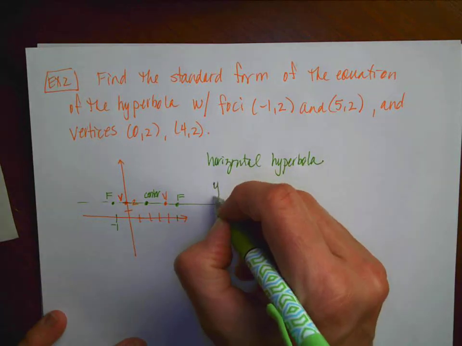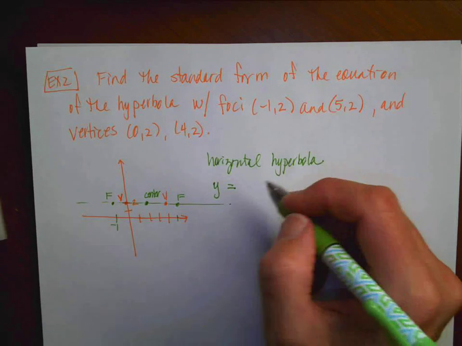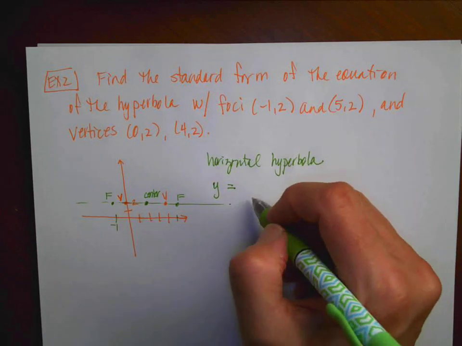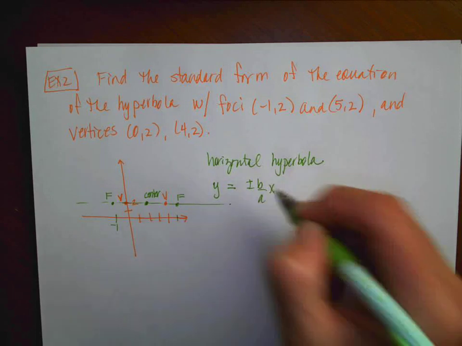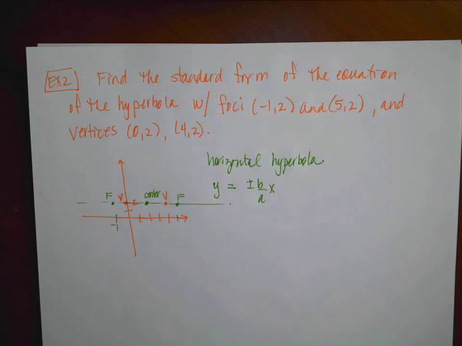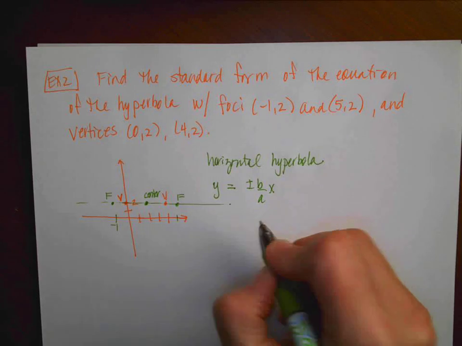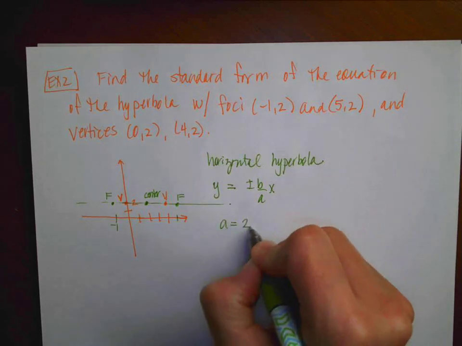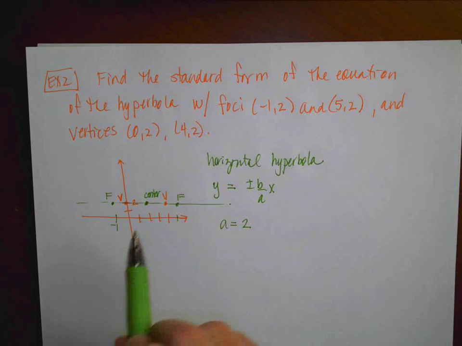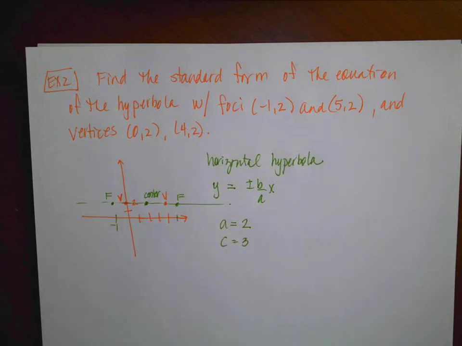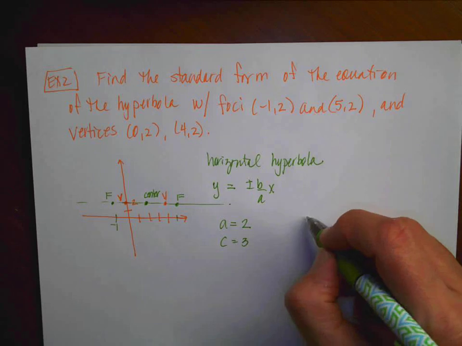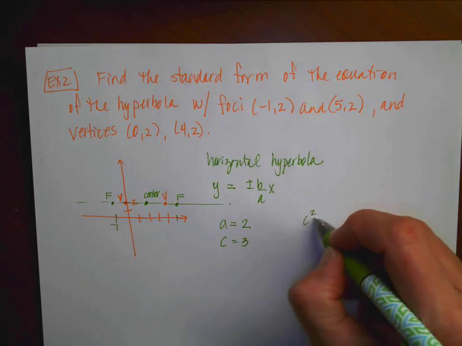So that means that my asymptotes are going to be y is equal to, what are my asymptotes? There they are, plus or minus b over a x. Remember that a is the distance from the center to the vertex, so I know that a is equal to 2, and c is the distance from the center to the focus, so I know that c is equal to 3. I need to find b.